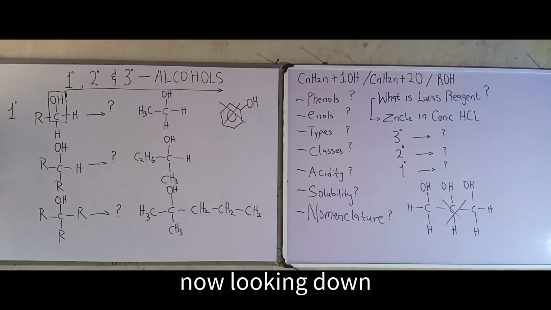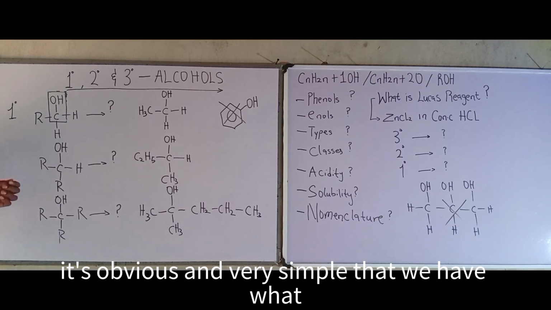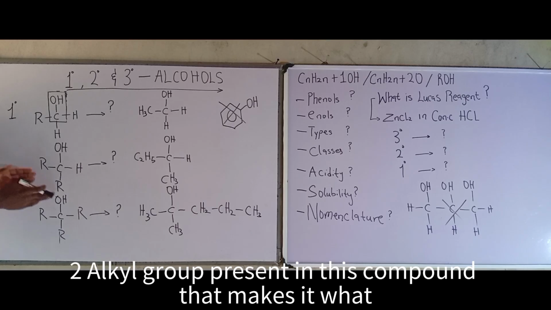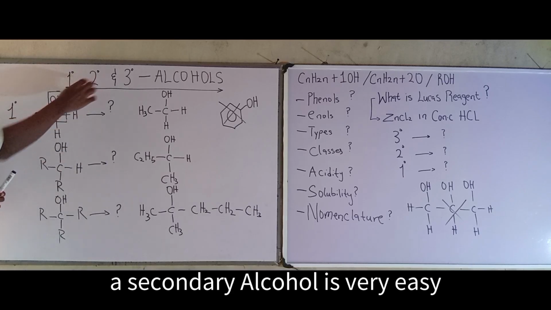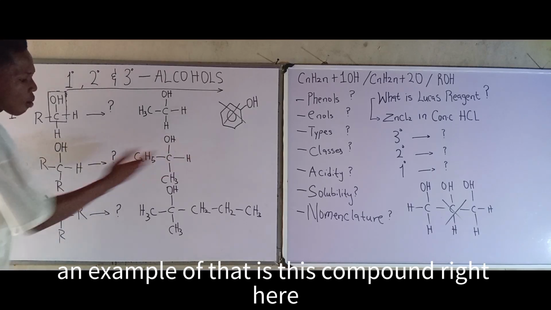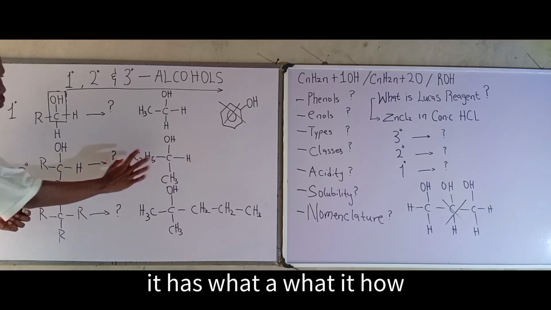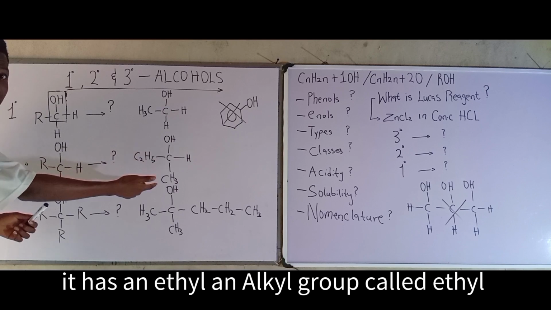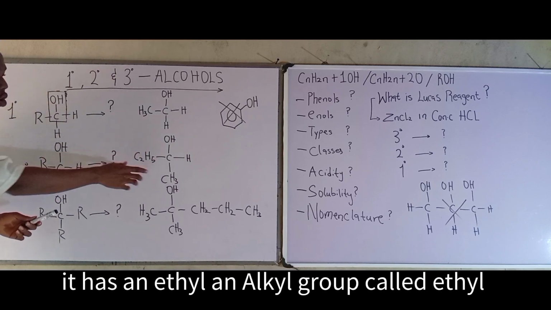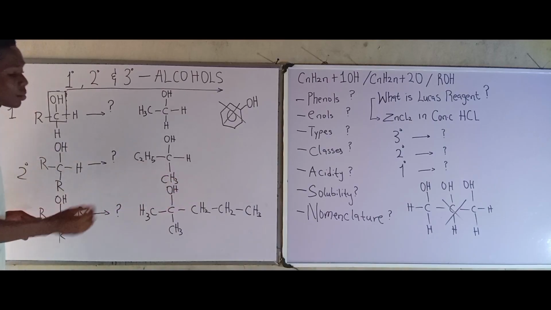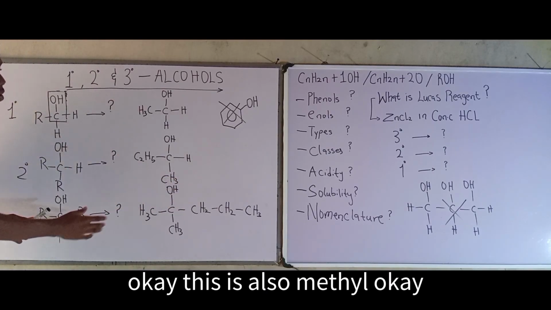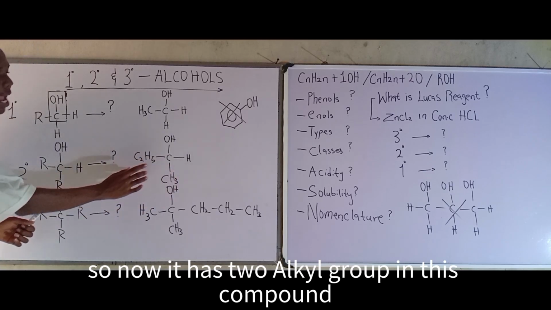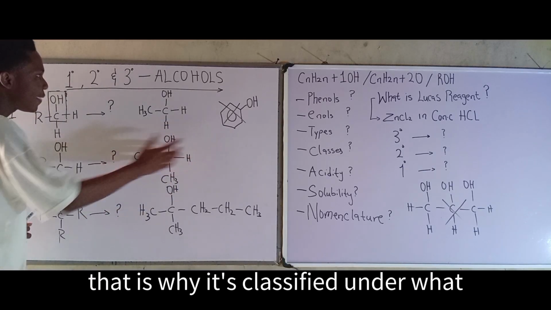Now looking down, it's obvious and very simple that we have two alkyl groups present in this compound. That makes it a secondary alcohol. It's very easy. An example of that is this compound right here. It has an ethyl, an alkyl group called ethyl. This one is methyl. Okay, this is also methyl. So now it has two alkyl groups in this compound. That is why it's classified under what?